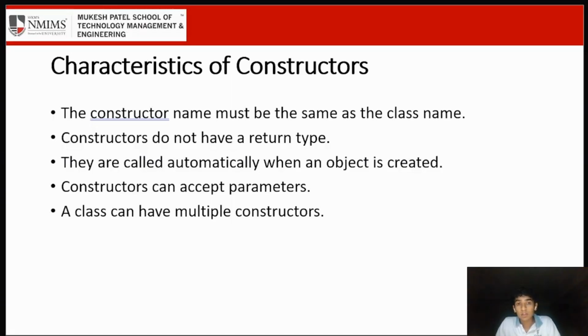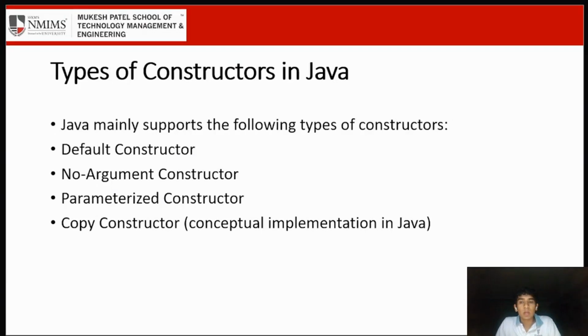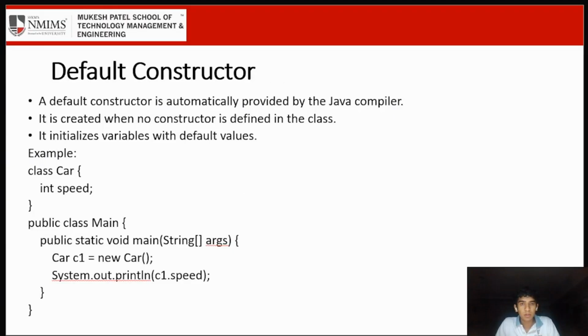So you know how multiple constructors are created. Now we'll talk about the types of constructors in Java. Java supports several types of constructors. The main types include the default constructor, no-argument constructor, parameterized constructor, and copy constructor, which is a conceptual implementation in Java. Each of these constructors serves a different purpose depending upon how an object needs to be initialized. So now we'll start with the types of constructors with examples.